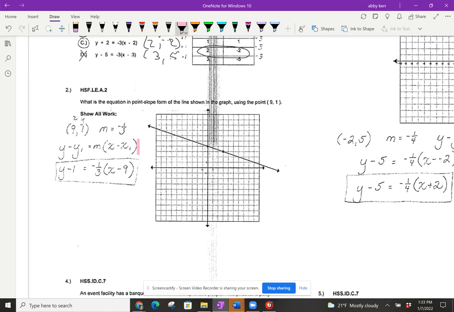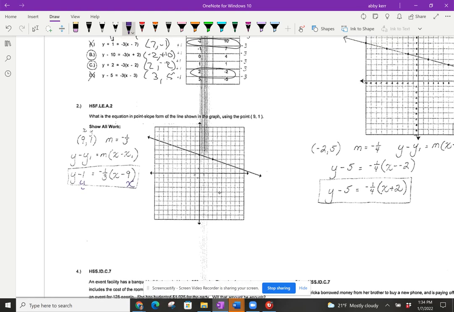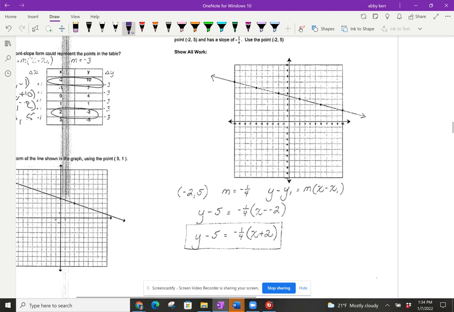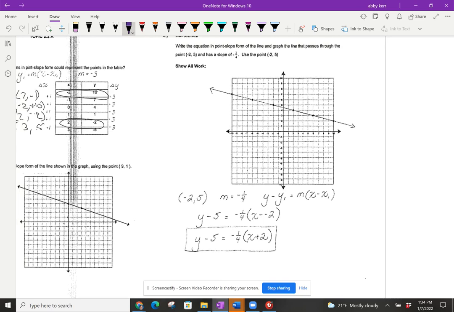Point slope form. Pick any ordered pair. We chose to do 9, 1. That's your x value. Find the slope from rise over run, which we did previously in another example. And then all you have to do is plug in your y and your x and then your m value. And then write the equation in point slope form.